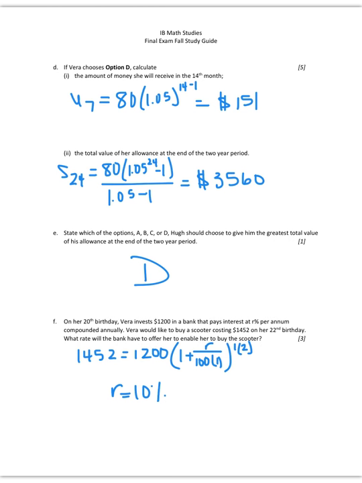So then which one would give her the most money? This one is the highest value, so at the end of the 2 years it would have the most money. So option D would be the one that would give her the most money after 2 years.